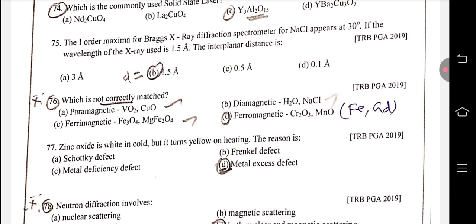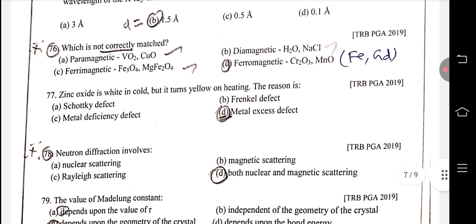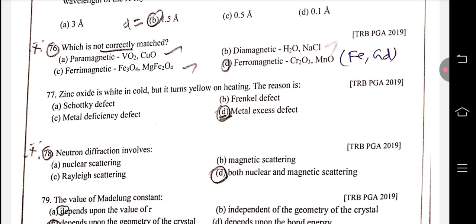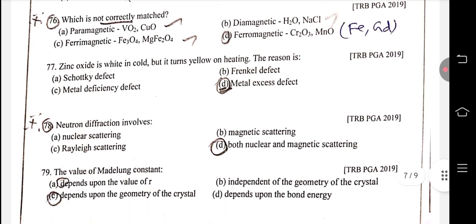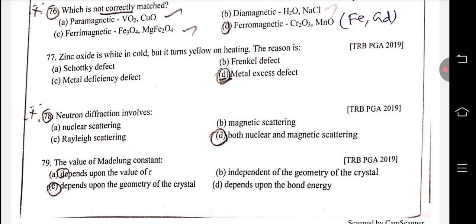75, the first order maximum in Bragg X-ray diffraction spectrometer for sodium chloride is at 30 degrees. The wavelength of X-ray used is 1.5. The interplanar distance d equals 1.5. 76, wrongly matched. D is the wrongly matched one because iron and gadolinium is correct. Zinc oxide is white but turns yellow on heating. The reason is metal excess defects.